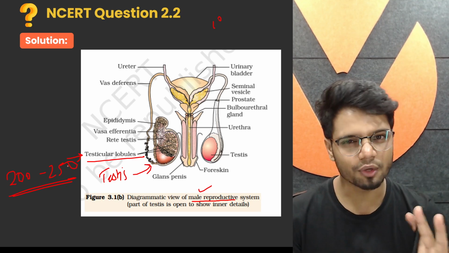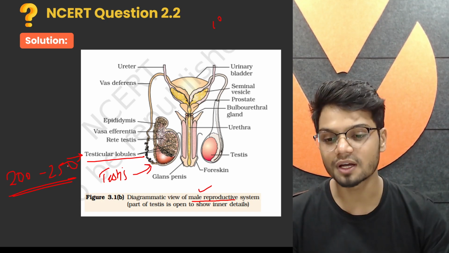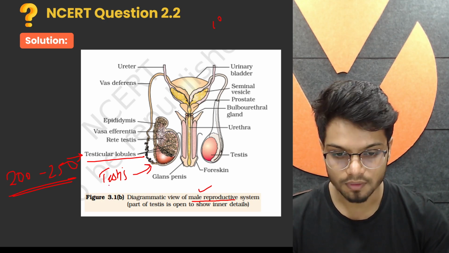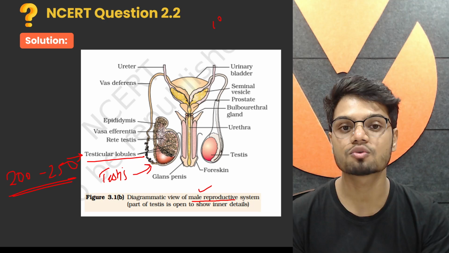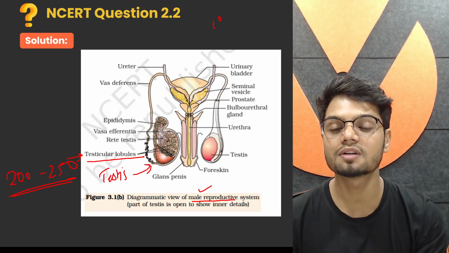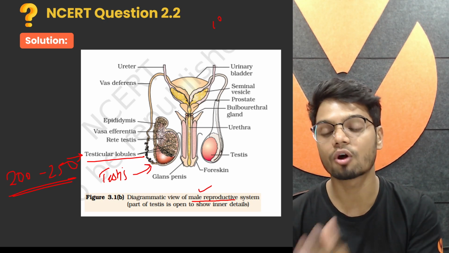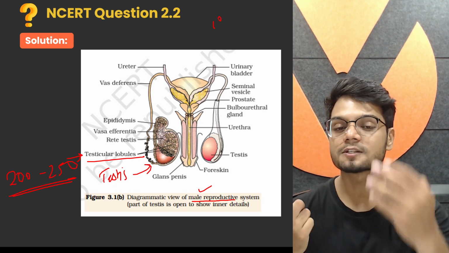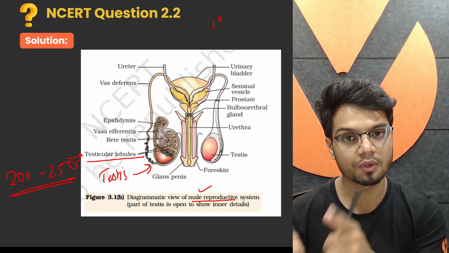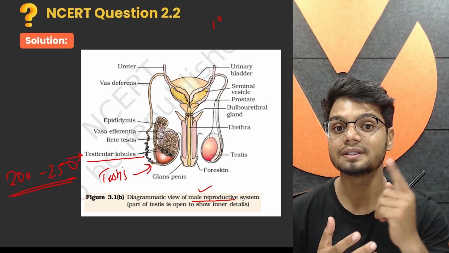Now each room has windows, around 1 to 3 windows. These windows are your seminiferous tubules. This is not written here, but each testicular lobule has seminiferous tubules inside, and this is the location where sperm formation happens. Seminiferous tubules have two types of cells: Sertoli cells as well as spermatogonia, where sperm formation takes place.